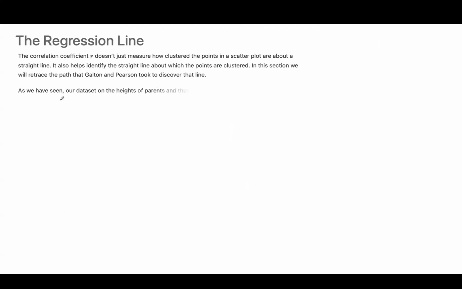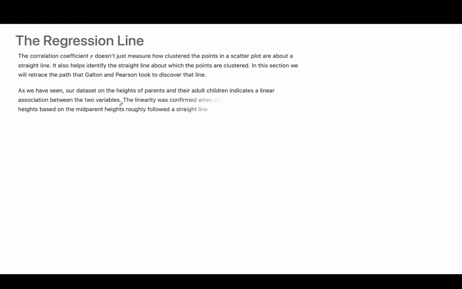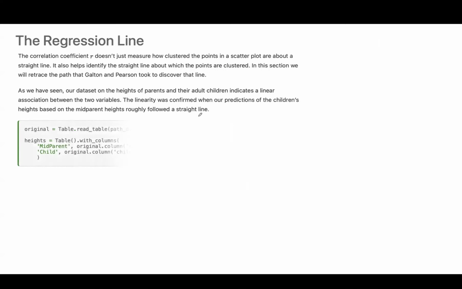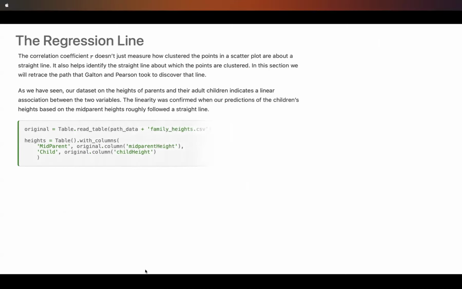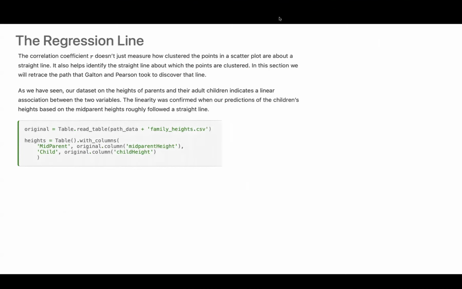As we have seen, our data set on the heights of parents and their adult children indicates a linear association between the two variables. The linearity was confirmed when our predictions of the children's heights based on the mid-parent heights roughly followed a straight line. Let us take a look at our table. Let me share the code with you.